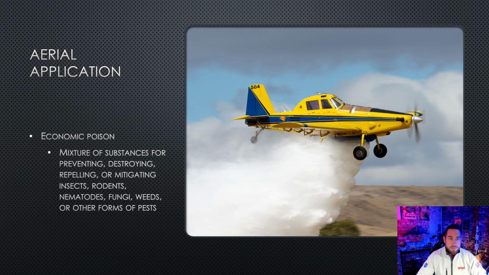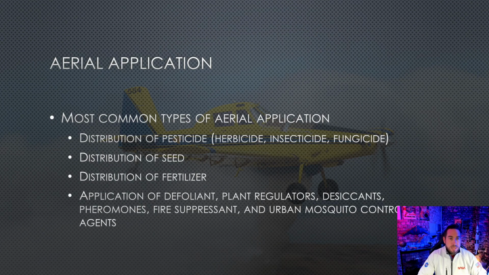Just from a terminology standpoint, an economic poison is a mixture of substances that prevents, destroys, repels, or mitigates insects, rodents, nematodes, etc. So your classic pesticide, herbicide, fungicide, and it's typically delivered by an airplane versus the other options we'll talk about. So the most common use for aerial application is to distribute pesticide. I still call it crop dusting, so I'm not going to be totally correct when I say all this, but when you see a crop duster at work, they're typically delivering pesticides, whether that's an herbicide, an insecticide, or a fungicide.